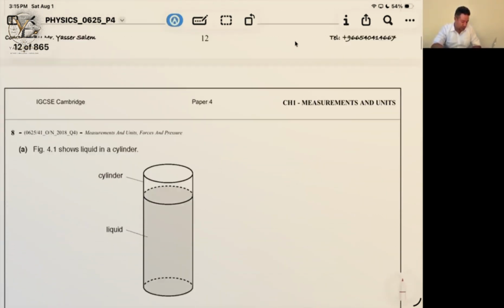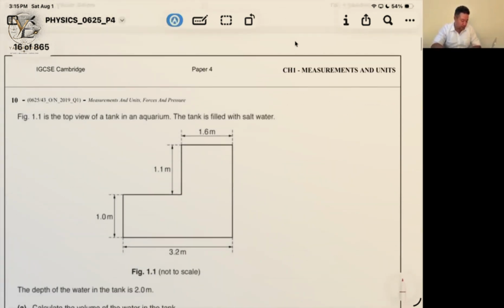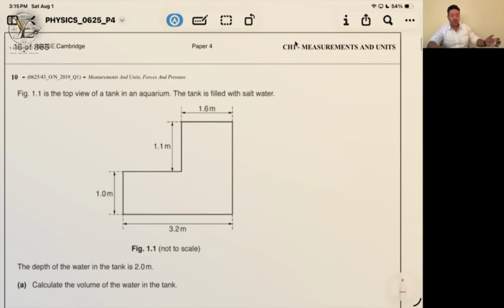Question number 10, another idea. Figure 1.1 is the top view of a tank in an aquarium.